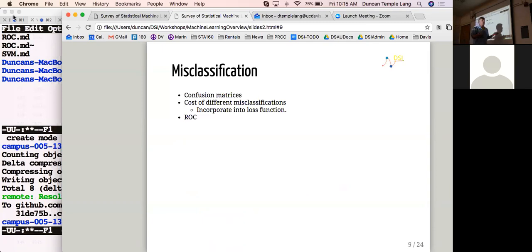So how do we evaluate classifications? We're going to come back to this, by the way. This Lagrange multipliers, constrained optimization.